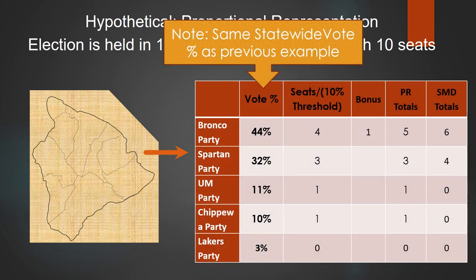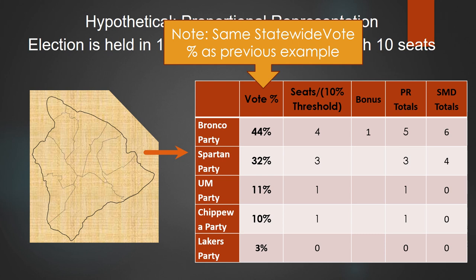Same statewide vote. The Bronco Party in this system where we have proportional representation. This is called a multiple member district, by the way. The whole state is considered to be a multiple member district instead of each district being considered a single member district. Same percentage votes from the previous slide, 44, 32, and so forth. But now we have a new set of rules for deciding who wins the elections. So in the state, the number of seats that you win is basically a function of reaching a certain threshold of the vote and then figuring out what percentage of the seats you get based upon the percentage of the votes that you win.